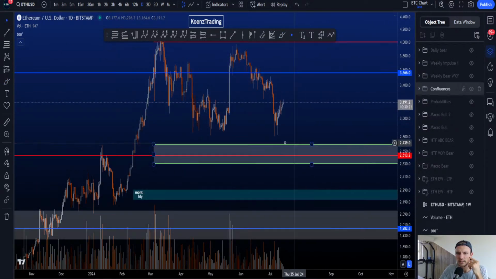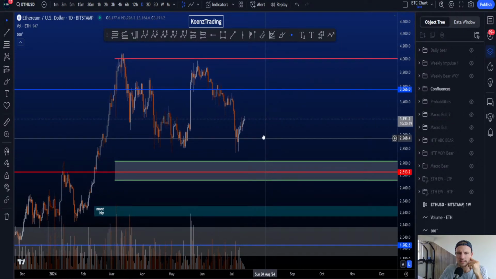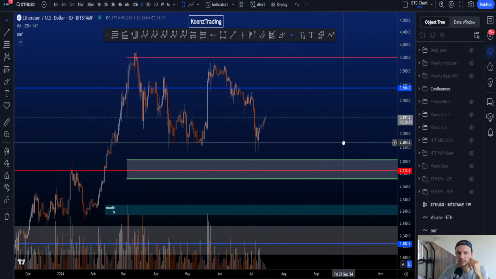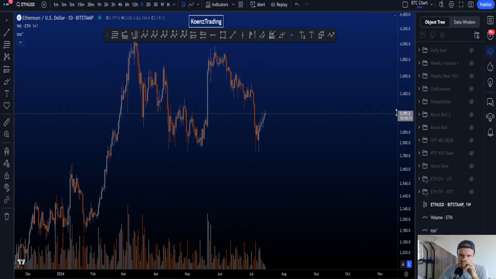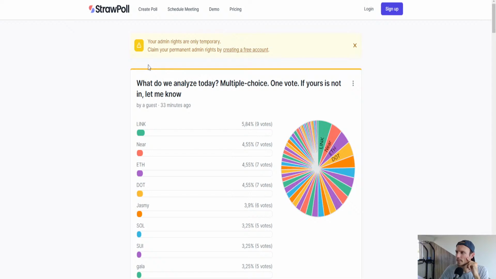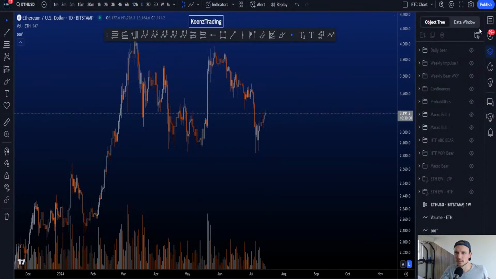I wouldn't mind seeing some support down here. Support, resistance, quite interesting. But yeah, on the weekly time frame, higher for upside. Okay, so I refresh. Link is at the top. Let's have a look at Link then.